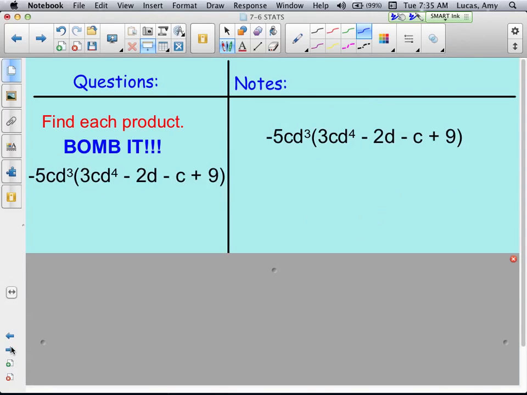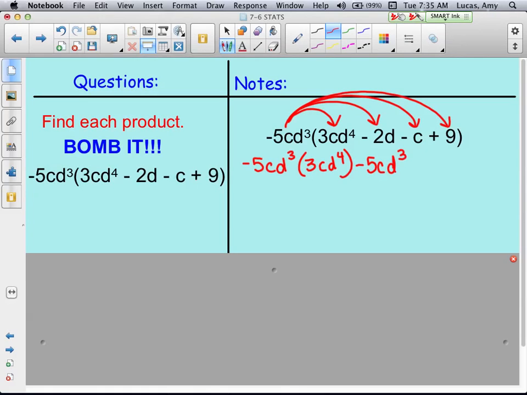Okay, our next example. It's a little bit more complicated because we have a longer polynomial and we have more variables that we're working with. So I have negative 5 c d to the 3rd times 3 c d to the 4th, and then I have negative 5 c d to the 3rd times negative 2d. I'm running out of room here. Negative 5 c d to the 3rd times negative c, and negative 5 c d to the 3rd times 9. So this one's got a lot more going on.